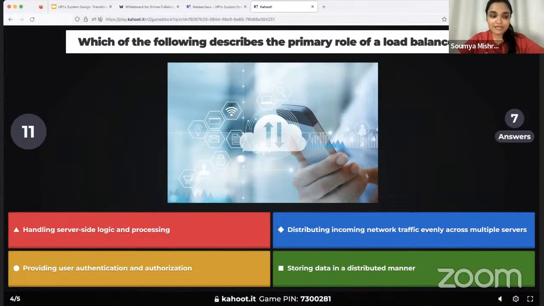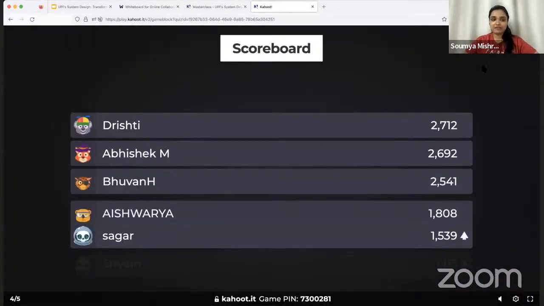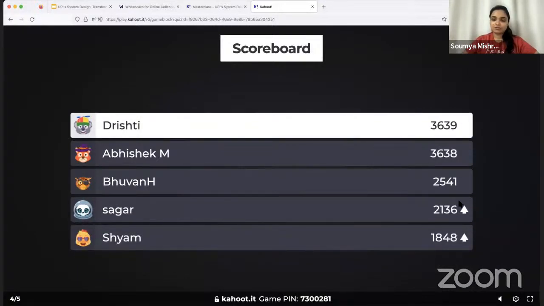We spoke about load balancers. Five seconds remaining. Everybody? Right. Distributing, it balances the load, right? The incoming traffic is the load, it balances it across whatever servers you would be having. So this is nice. The first position is held by Drishti, then Abhishek, then Bhuvan.